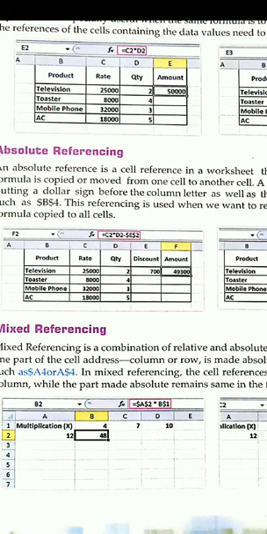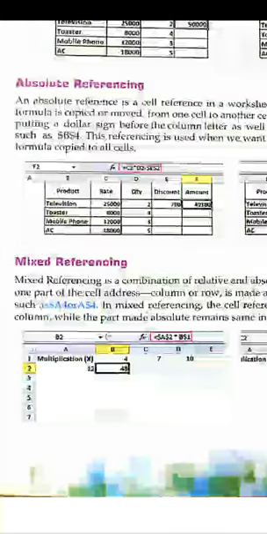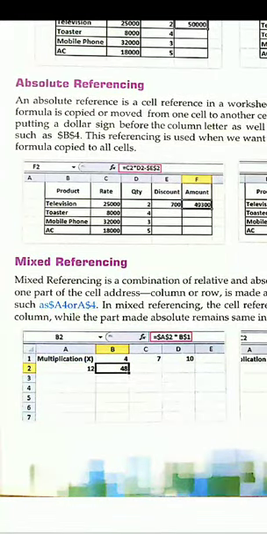Because what was happening in relative referencing, the address was changing according to the cells. If you are moving into any other cell, that address will be taken automatically. Okay. So what is absolute referencing here? If you want a value in a particular cell to remain constant throughout the copying of the formula, that can be done with the help of absolute referencing.